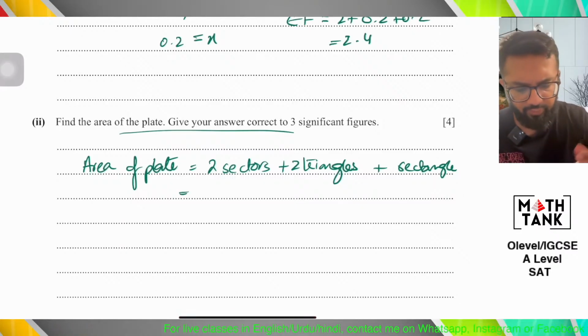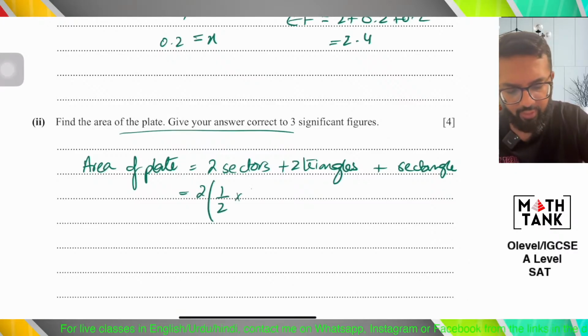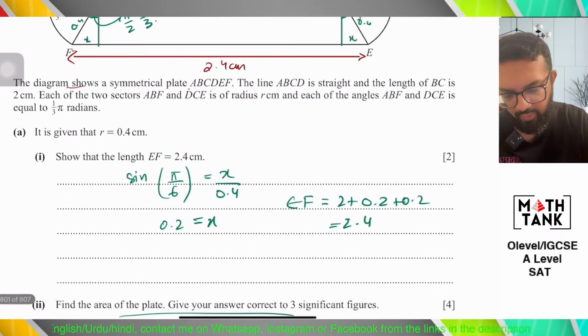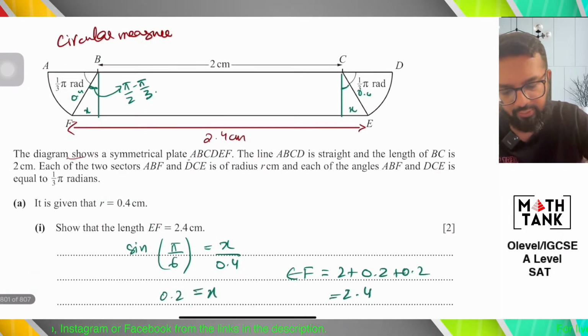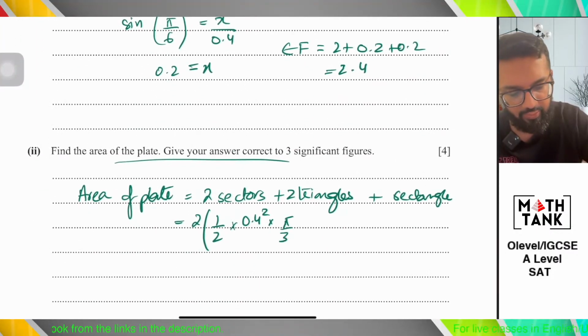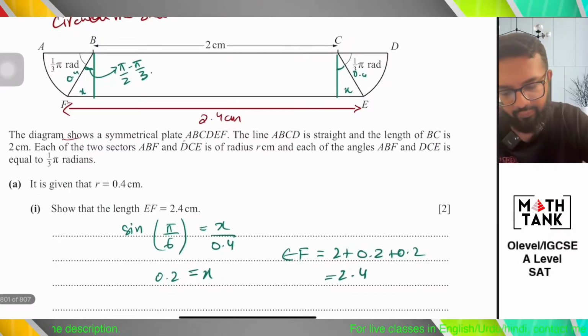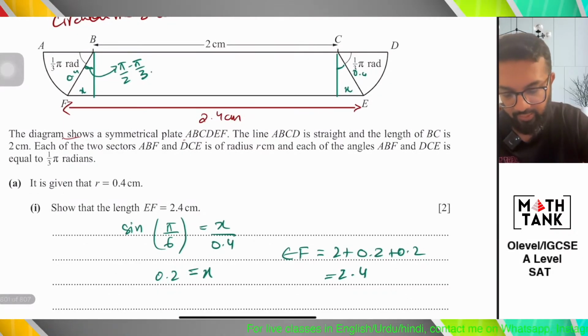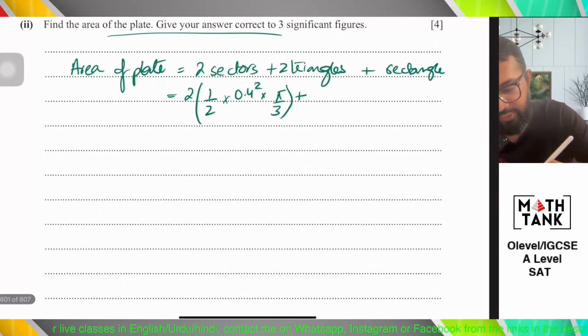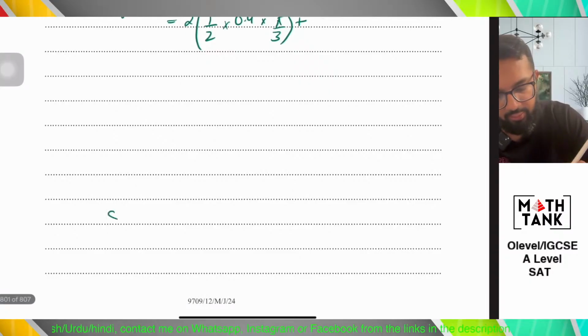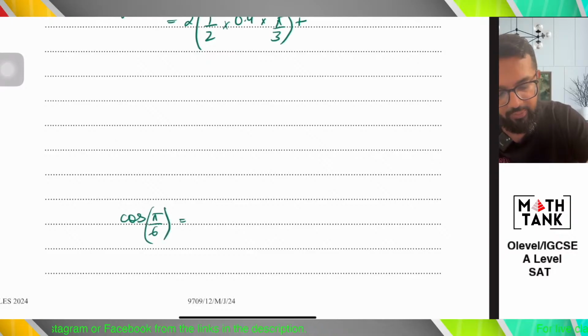But I found most of the things. Half r square, 0.4 squared, theta. Theta is pi over 3. Now for the triangle, I have the base, and I don't have the height. I will have to find the height either using the Pythagoras theorem or using trigonometry. So cos pi over 6 equals height over 0.4.